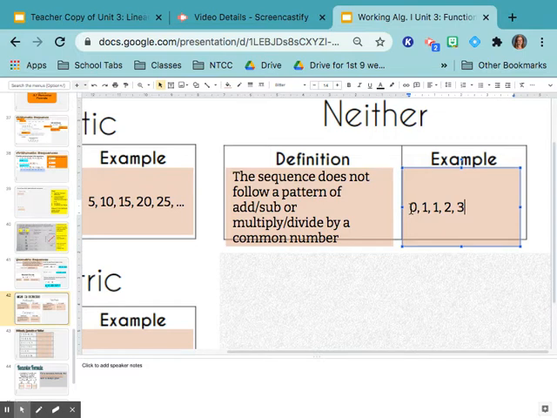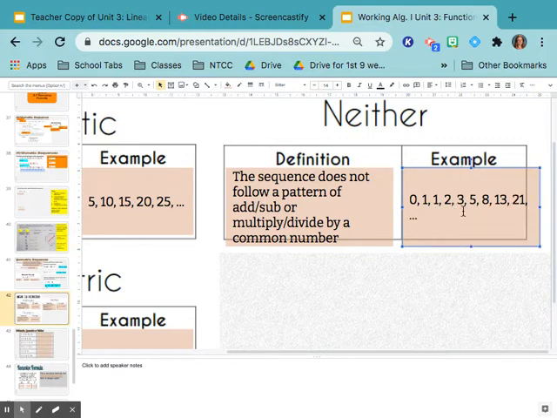For this sequence, to get from 0 to 1, you would add 1, right? Okay, what about 1? 0 plus 1 is 1. 1 plus 1 is 2. 2 plus 3 is 5. 5 plus 3, 8. 5 plus 8 is 13. 8 plus 13, 21, and so on. So this sequence, you're not adding by a common difference. You're adding the two previous terms. That's called the Fibonacci sequence.